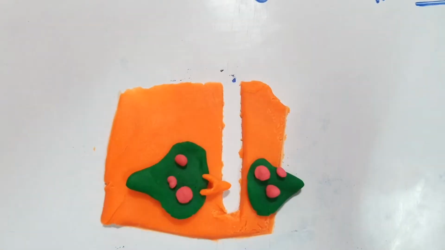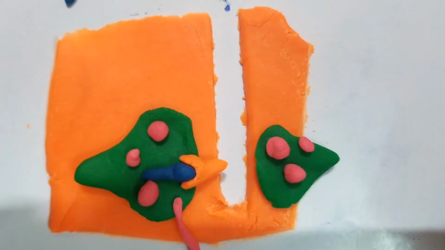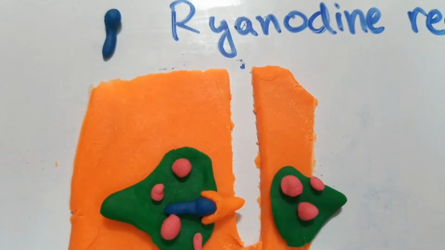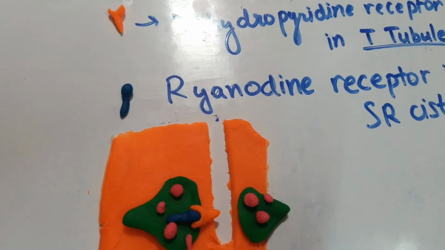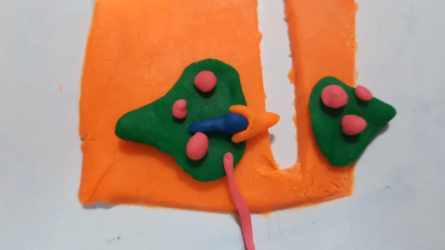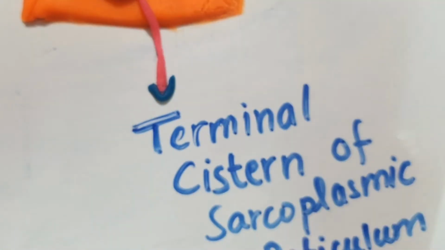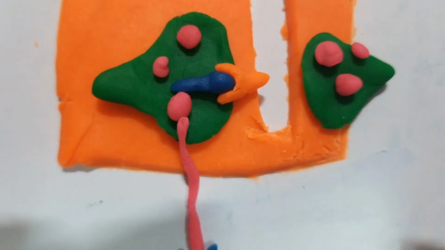The membrane of the T tubule has a receptor known as dihydropyridine receptor, also known as L-type calcium ion channels. There is a sarcotubular system in which a sarcoplasmic reticulum cistern is present, which has a membrane receptor known as ryanodine receptor. The cistern is rich in calcium ions.